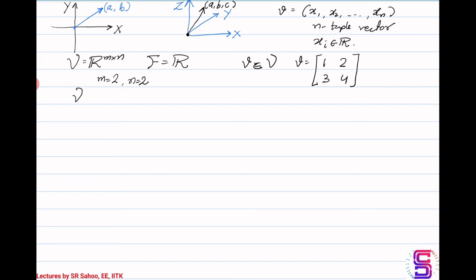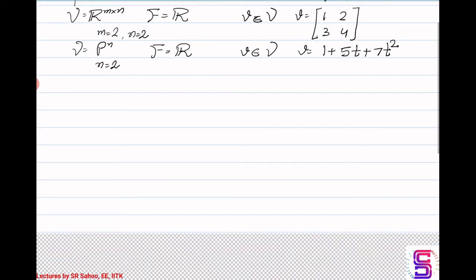Similarly, if my vector space is a set of polynomials of degree n and the field is reals, let's take a vector from this set. Again, for this I'll choose n to be equal to 2 for this example. So how can this be represented in terms of vectors? We will see that as we proceed further.